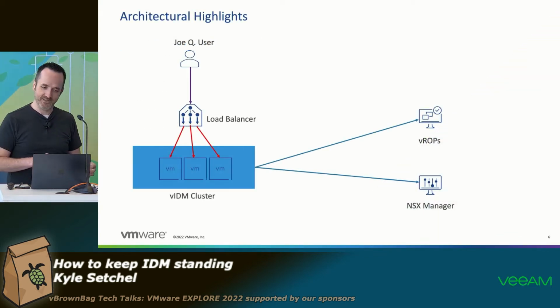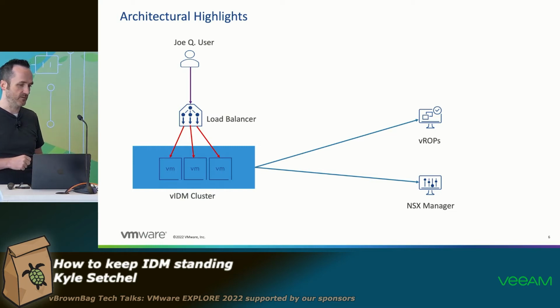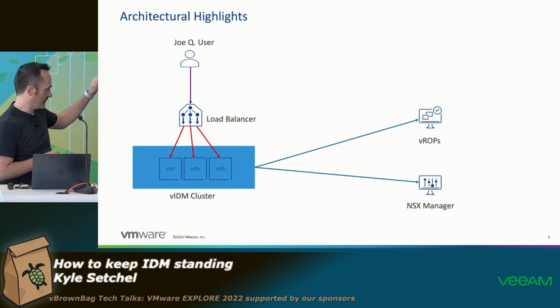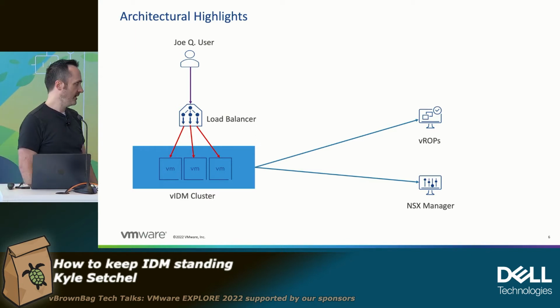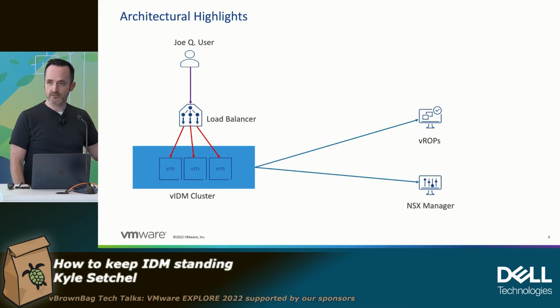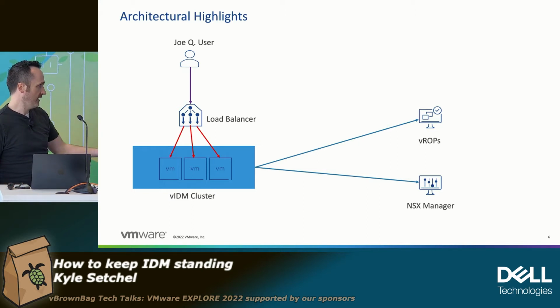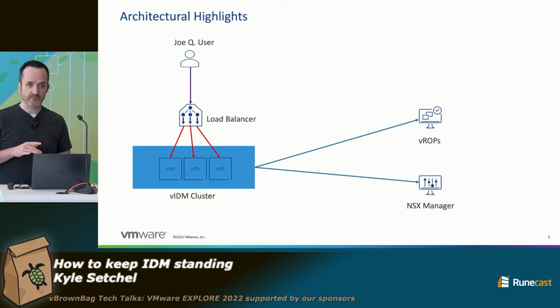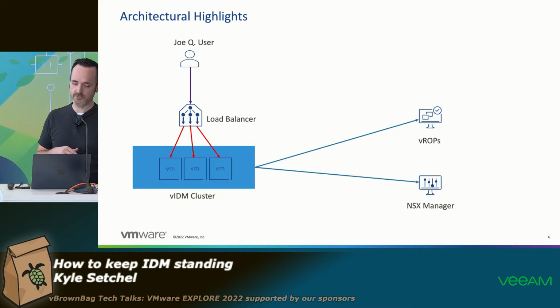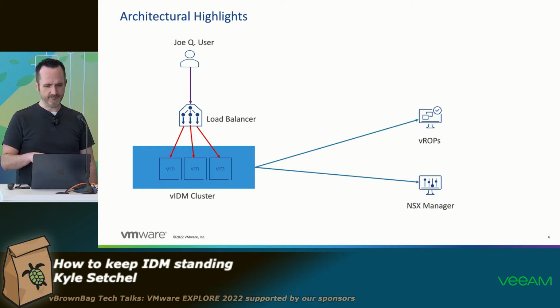This is an extremely simplified version of what's going on. If you're authenticating, you've got a user. It's going to go through the load balancer, which drops it onto one of the nodes of IDM. And then once you're authenticated, I just use 2 here, but you can auth to vROps, NSX Manager, vRA, vRO, and I think even Log Insight, I believe. So there's a couple of flavors there of places that you could auth to. vCenter is not one of them.